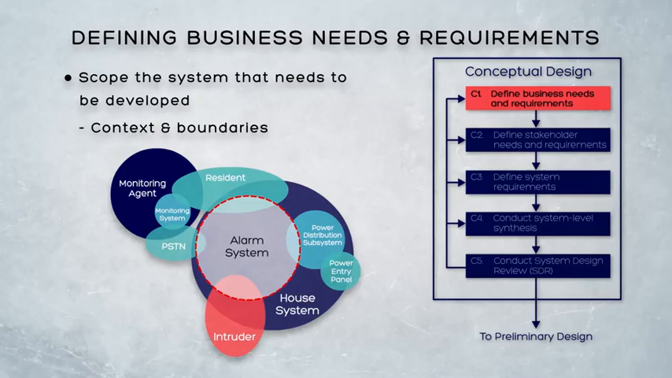This understanding will tell us what the system needs to be able to do, how well it needs to perform, and what other systems it needs to interact with in order to meet the stakeholder and business needs and requirements. We then have a look at the concept of system-level synthesis, where we make some high-level design decisions before reviewing our work in preparation for the core design effort normally associated with preliminary and detailed design.